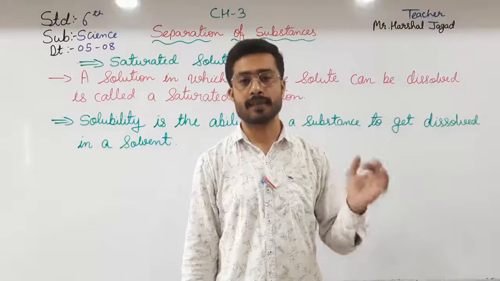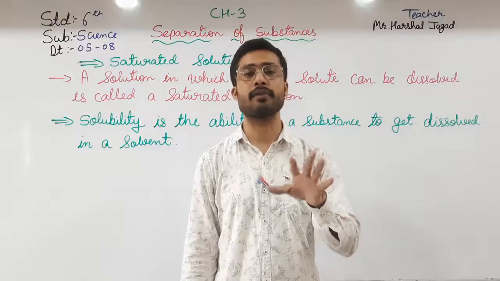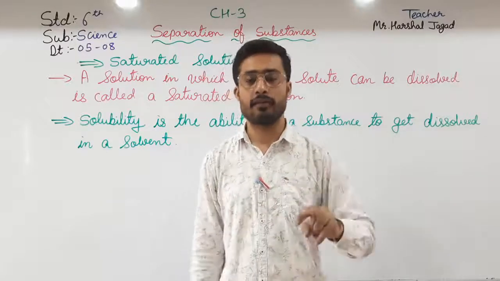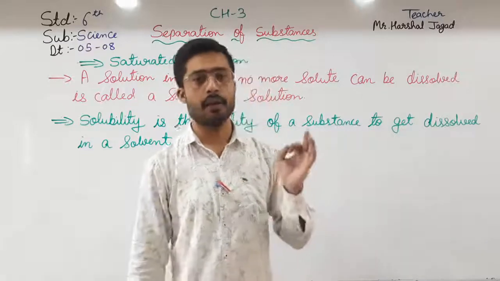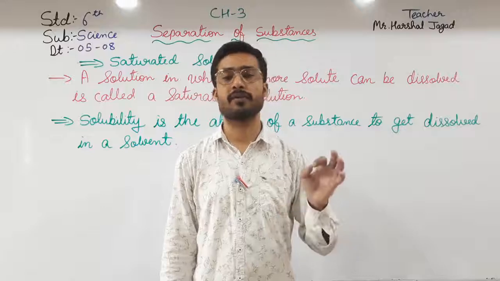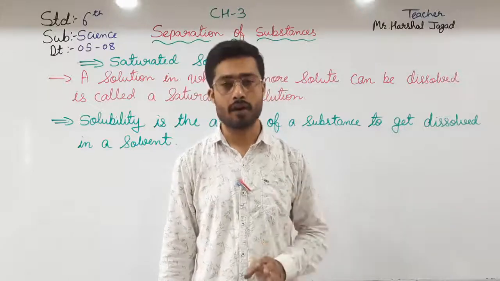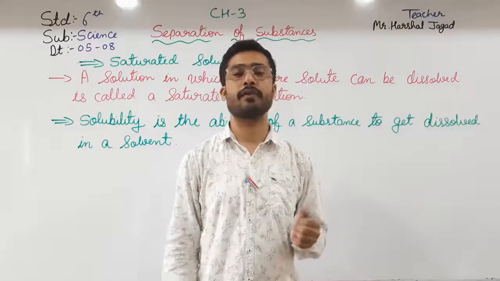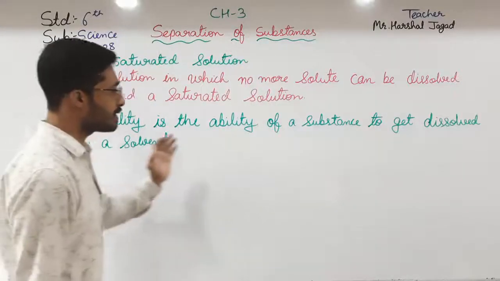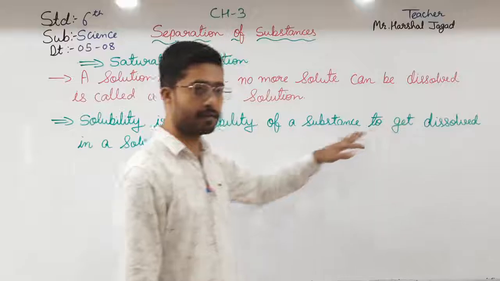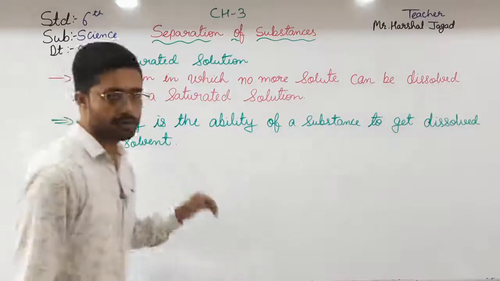Sugar has some specific ability, after some time it will not dissolve. Then salt also has a different ability to dissolve in water, meaning this amount of salt will dissolve easily in water. So all have different solubility. So how is this solubility defined? Solubility is the ability of a substance to get dissolved in a solvent.